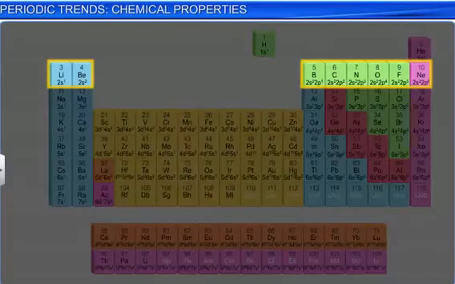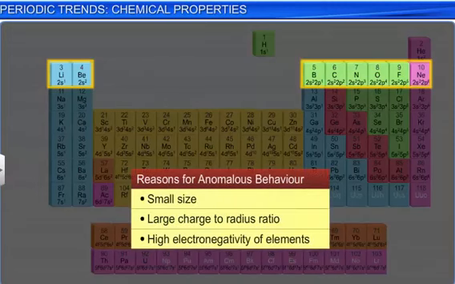This anomalous behavior of second period of elements is because of three main reasons. 1. Small size. 2. Large charge to radius ratio. And 3. High electronegativity of elements.